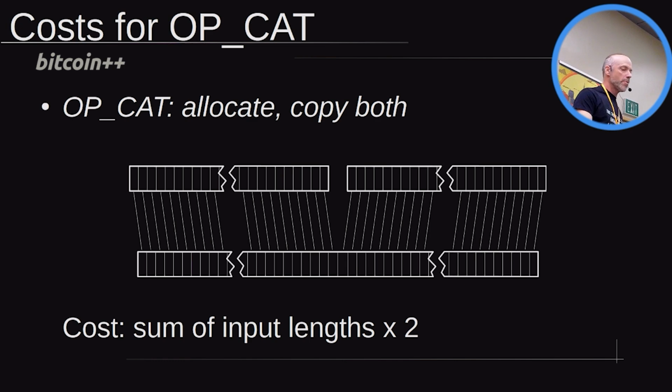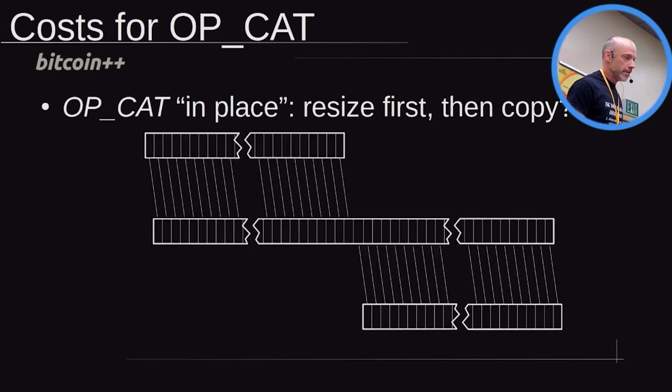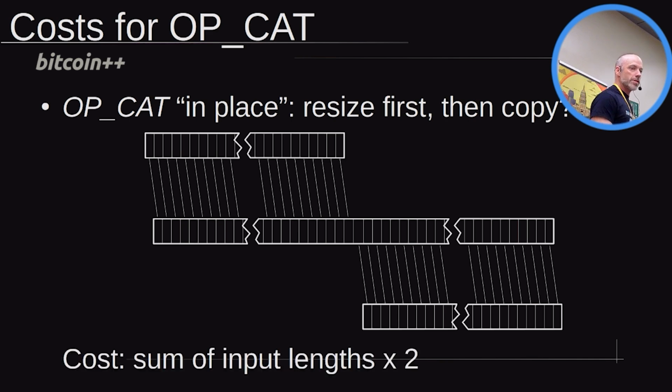Any programmer will tell you what you actually do is you resize in place and then copy, because you're hoping the resize in place is basically free. But that turns out to be the same cost. And the reason is, in the worst case, that reallocate in place will have to do a copy internally anyway. So it's the same number, right?